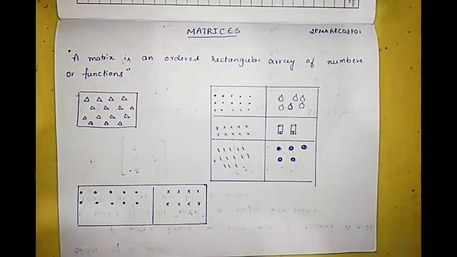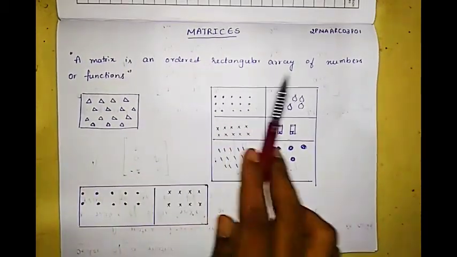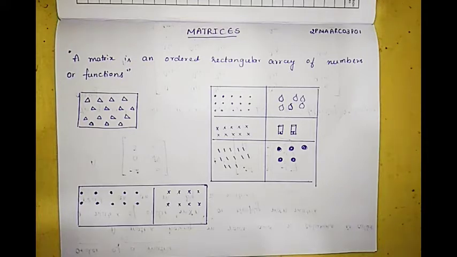Today we will see the new chapter of second PU, that is matrices. Matrices is a plural form of the matrix. First I will give the definition of the matrix. A matrix is an ordered rectangular array of numbers or functions. That is, if we write any numbers or functions array in a rectangular form, then it will be a matrix.